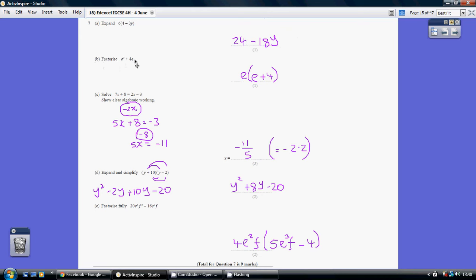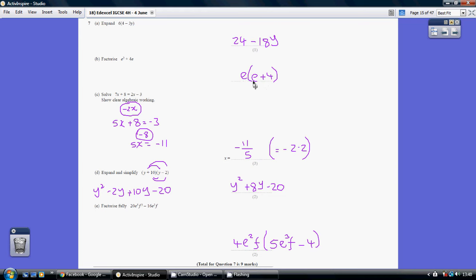So you look at each term and see what's the highest, the biggest factors you can take out. So we've got an e squared, which is e times e, and a 4e, which is obviously 4 times e. So what's the biggest common factor? Well, it's e. So we can take an e outside the bracket and open a bracket. E times what gives us e squared? Well, that's another e. E times e is e squared.